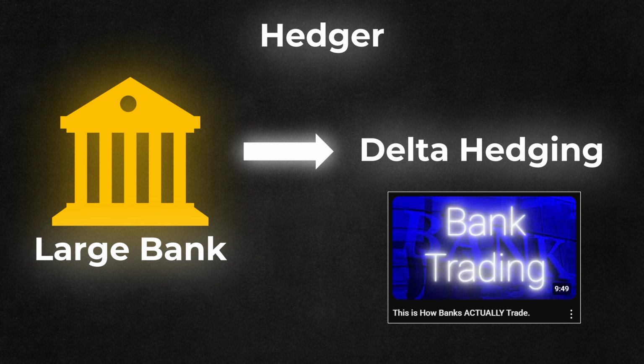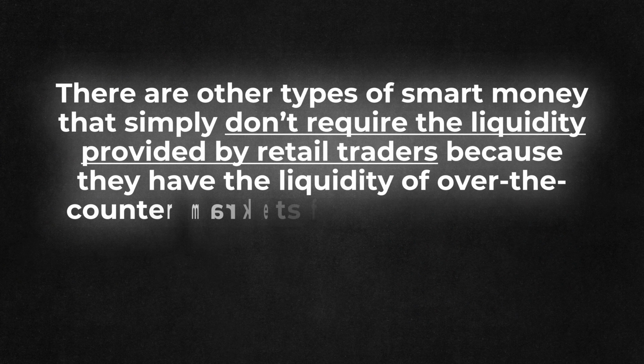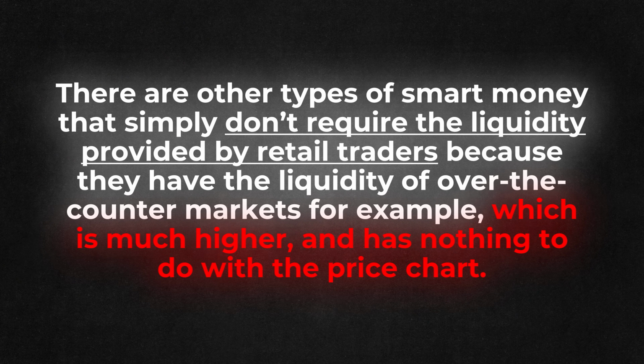Another important point is that this argument that the smart money requires the liquidity provided by retail traders is only partly true. One type of smart money that bases its actions on speculation will do that, but there are other types of smart money that simply don't require the liquidity provided by retail traders because they have the liquidity of over-the-counter markets, for example, which is much higher and has nothing to do with the price chart.